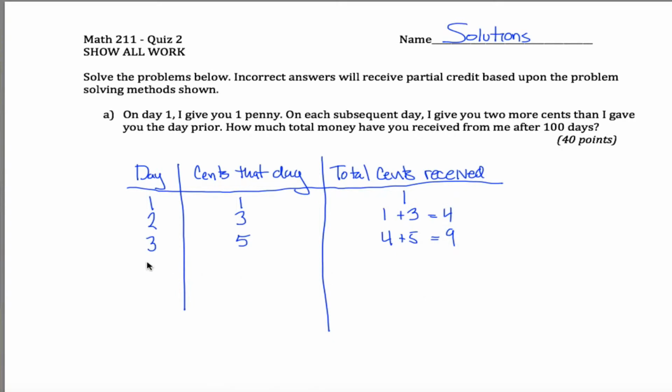And then on the fourth day, I guess that would be 7 cents. And so now the total you have is 9 plus 7. The 9 that I had given you before and the 7 new. So 16 total by the end of the fourth day. I'll do one more. On the fifth day, I guess that would be 9 cents, 2 more than I'd given you on the day prior. And so the total amount you had received was the 16 you already had and the 9 new cents, and you get 25.